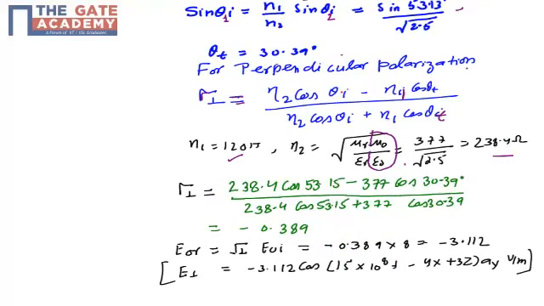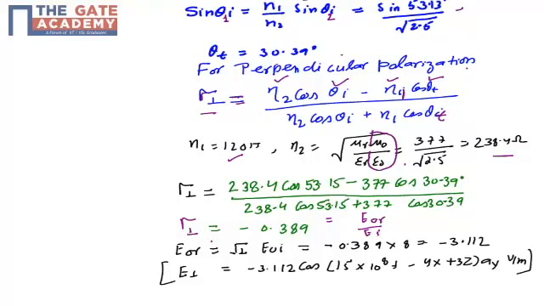Simple calculation. Now we know the angle θ_i, we know the angle θ_t, we already know η1, and we have just calculated η2. So we can put all these four values in and calculate the reflection coefficient perpendicular, R perpendicular. By putting all these values, we have calculated R perpendicular as −0.389. R perpendicular is nothing but E_r of the other medium upon the incident electric field.